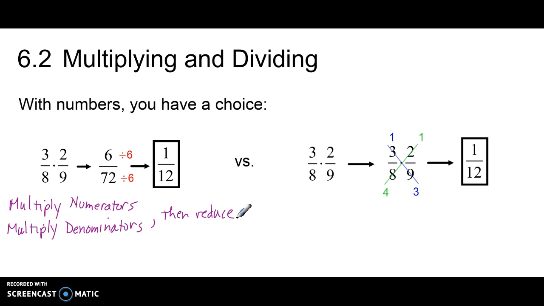In elementary school, you probably remember learning a more sophisticated way to do this problem. That is essentially where you reverse the order, where you reduce first and then you multiply tops and bottoms. And the key to this is the idea that you can cancel a numerator and a denominator even if they're not in the same fraction. Like in this example, we're canceling the 3 and the 9, even though they're from two different fractions. And we're canceling the 2 and the 8, even though they're from two different fractions.